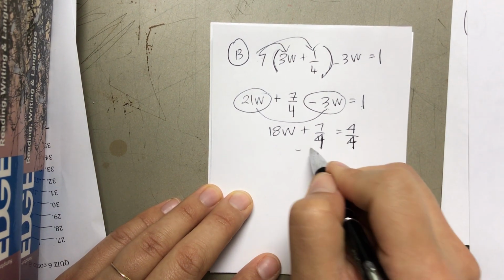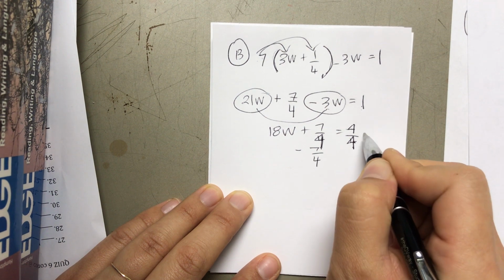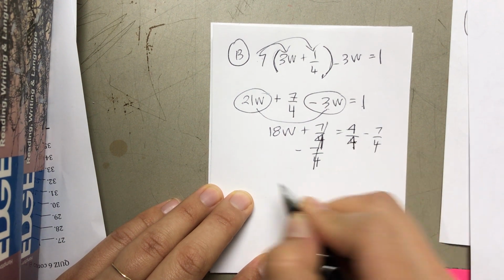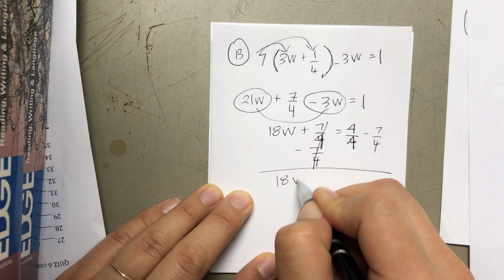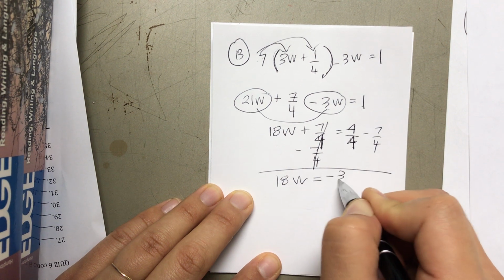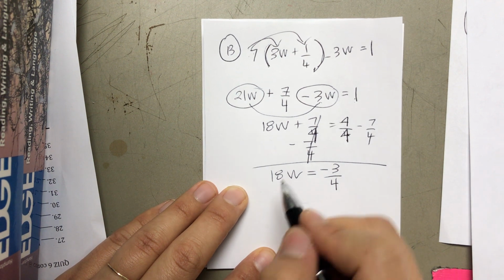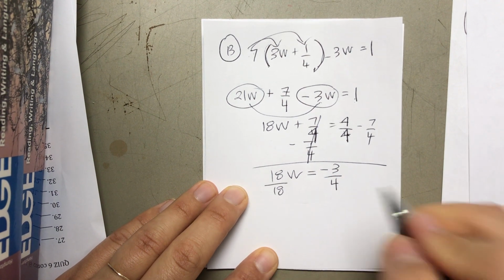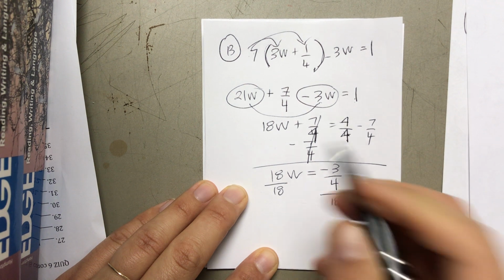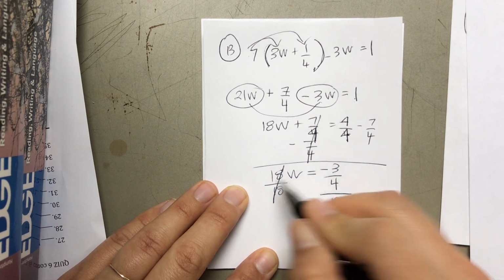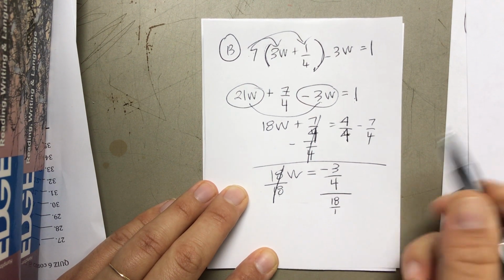Now I can subtract out the 7 over 4, that's going to cancel out. 18w is now going to equal negative 3 over 4. Then from there we've got to divide out the 18 on both sides. Now this is a thing that a lot of kids don't remember. Remember, under the 18 is like a 1.